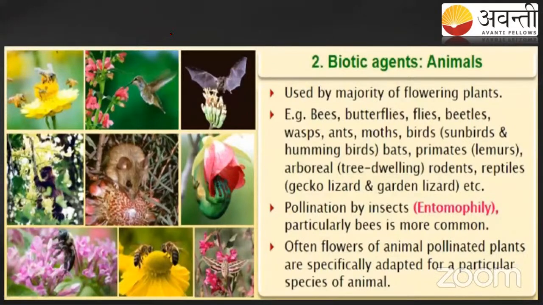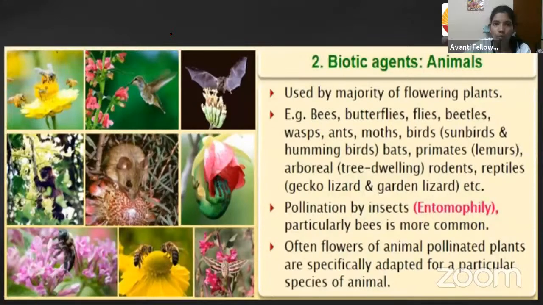Yes, now comes the biotic agents. How are the biotic agents going to be helpful for the pollination? If the pollination is taking place by the animals, that is called zoophily. And most of the plants, the majority of the flowering plants, are going to depend on the animals for their pollination.